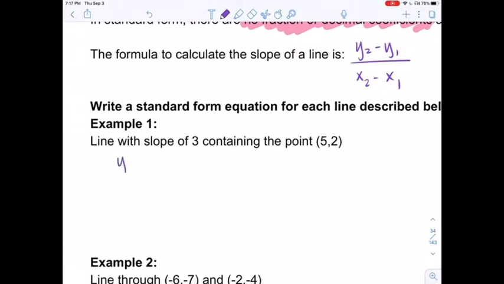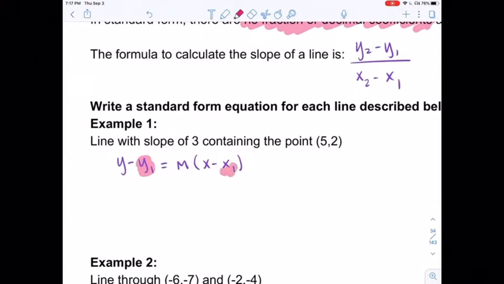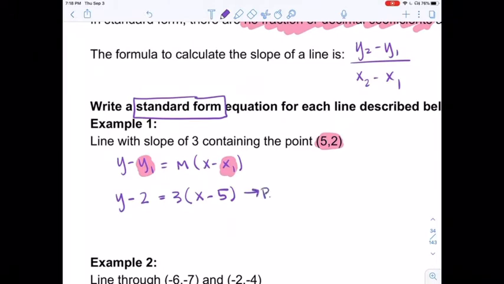So point slope is y minus y1 is equal to m times x minus x1. And what I'm going to do is replace these two values with 5, 2. So y minus 2 is equal to my slope 3 times x minus the x value of 5. And it wants us to list these in standard form. So here is my point slope. And we're going to go ahead and start transitioning through this.